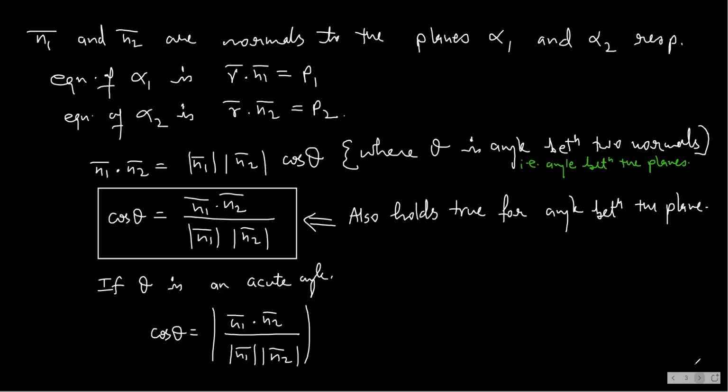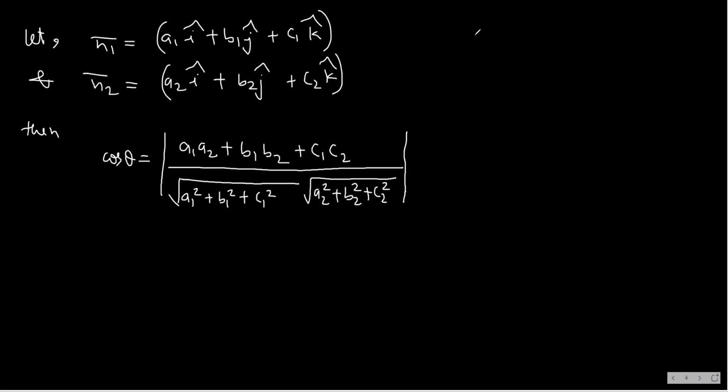Okay, so now see students, if I am given that two planes are perpendicular to each other, here I write case 1. What is case 1? I write: when the planes are perpendicular to each other. You know, if the planes are perpendicular to each other, what will happen?